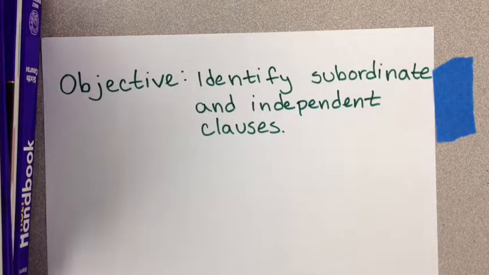This is a review of subordinate and independent clauses. Today our objective is to identify subordinate clauses and independent clauses. We're also going to classify them as being noun clauses, adverb clauses, adjective clauses, or elliptical clauses.